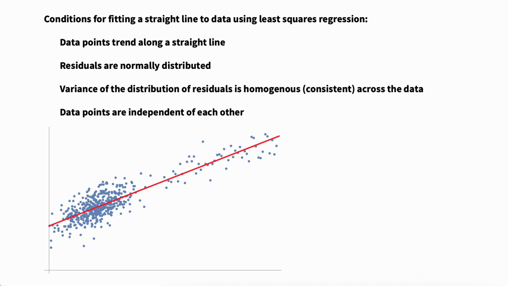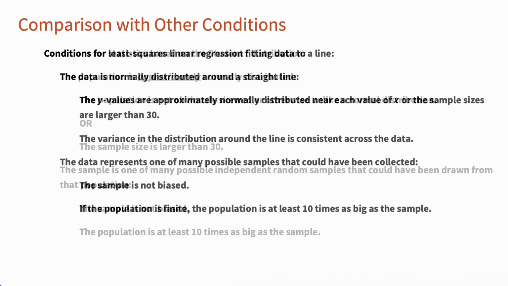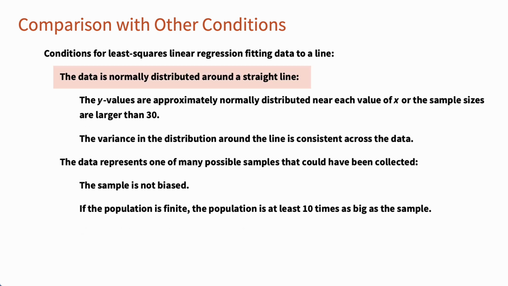These conditions arise from the same principles that lead to the conditions that come up in computing confidence intervals and hypothesis tests. For reference, here are the conditions for using the student t-distribution in computing a confidence interval for the mean of a population, and similar conditions apply here with the additional conditions that the data must trend along a straight line and that variation of the data around that line should be normally distributed and should be consistent across the data. These conditions in principle must be satisfied at every point across the data.